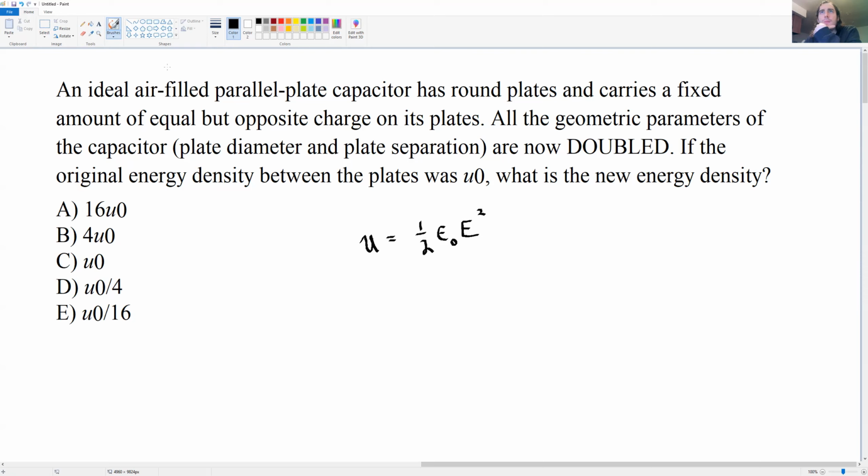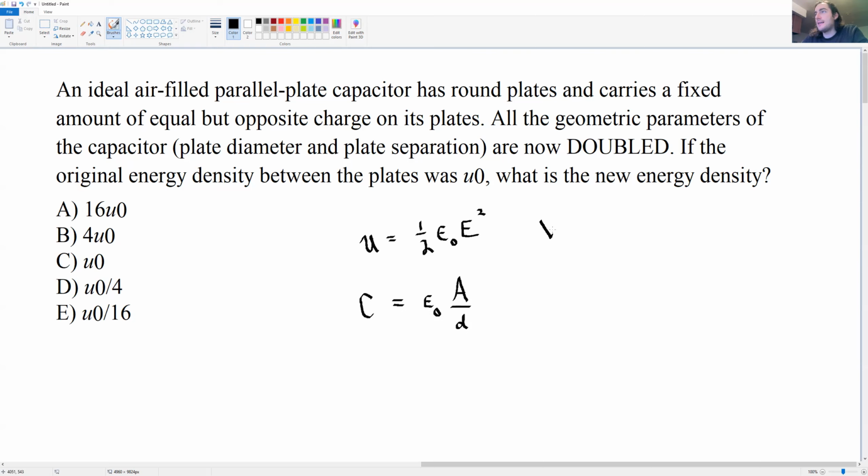How about maybe capacitance of a parallel plate capacitor? Anybody remember that? Let me help you out a little bit. There's an epsilon naught, there's an A, and there's a D. Is it A over D? Is it A times D? Is it D over A? A over D. So if the parallel plates have more area, they store more charge, right? And if they're spaced further apart, then they'll end up storing less charge. The capacitance will be lower.